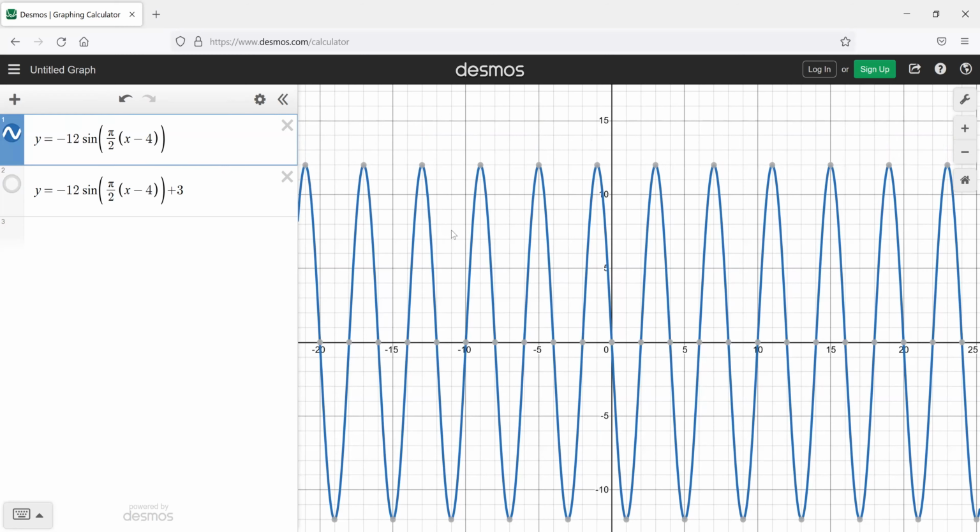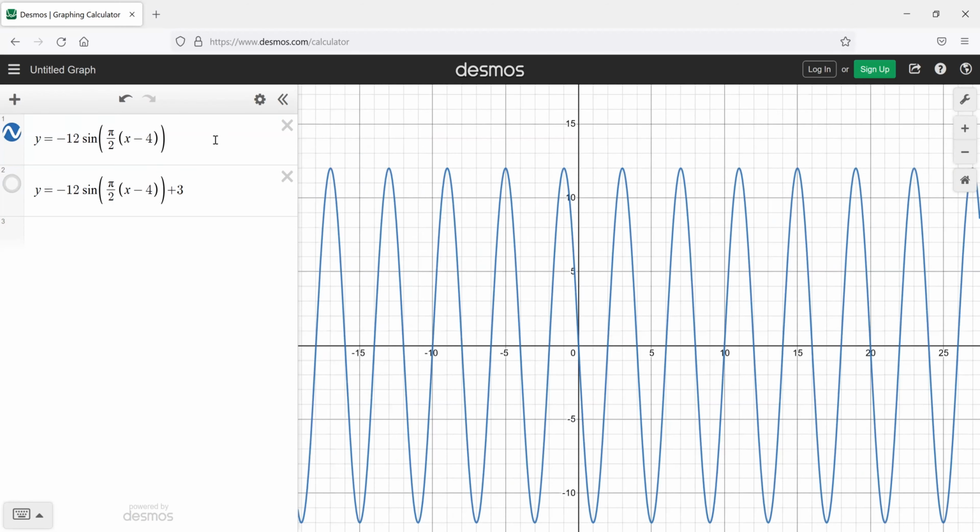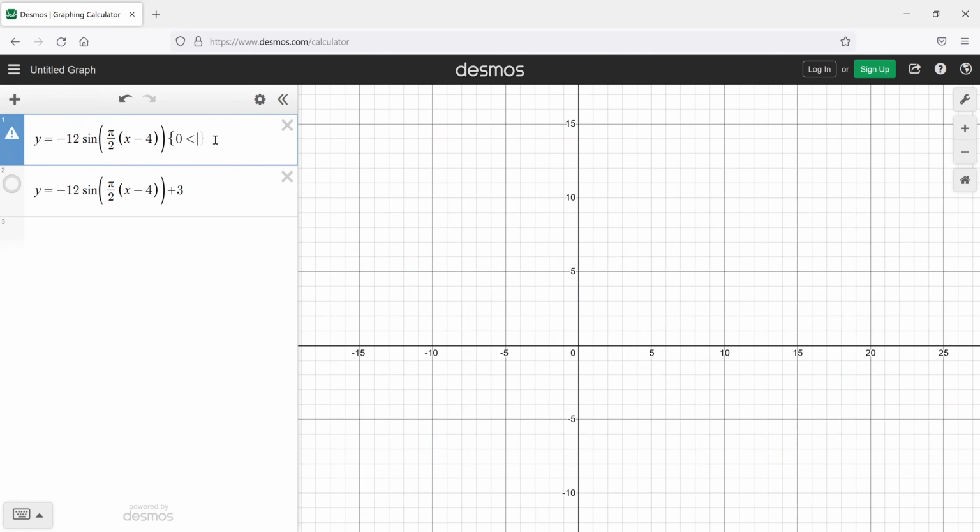So and so you can do some other things. Like let's say you're just seeing too much. You can make your period. So the period on this one is 4.